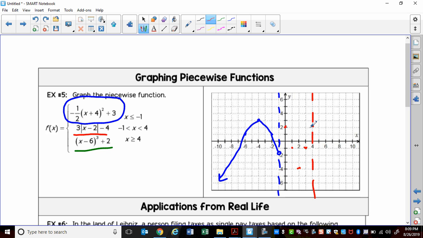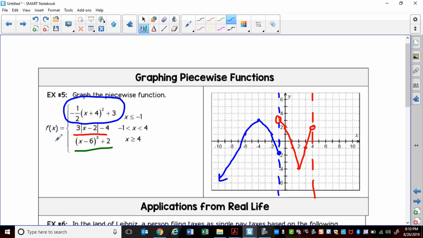And this one we cannot include either. So we're going to have an open circle. And this is going to be an open circle. I'm sorry, I thought this one was this when we can include one. So this is going to be a closed circle.